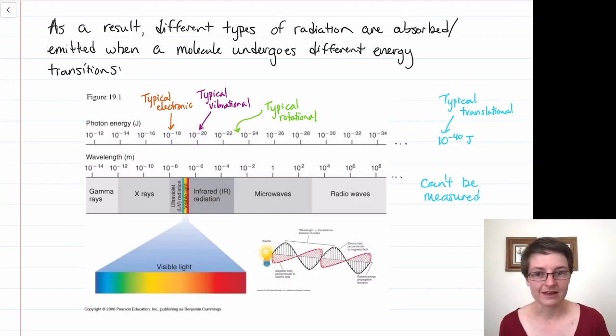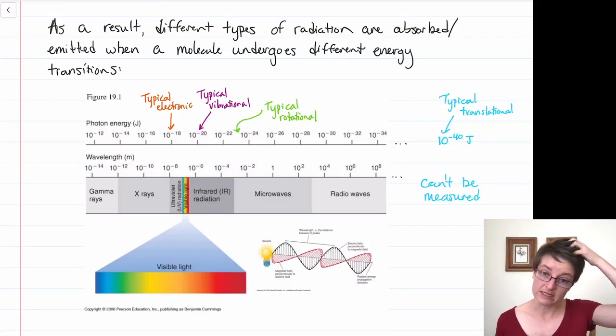You'll also notice that vibrational transitions, photon energies on the order of 10 to the negative 20 joules, occur in the infrared part of the spectrum. And so for this reason, when we talk about IR spectroscopy, you can use it as synonymous with vibrational spectroscopy because of the typical energies associated with these transitions for molecules.